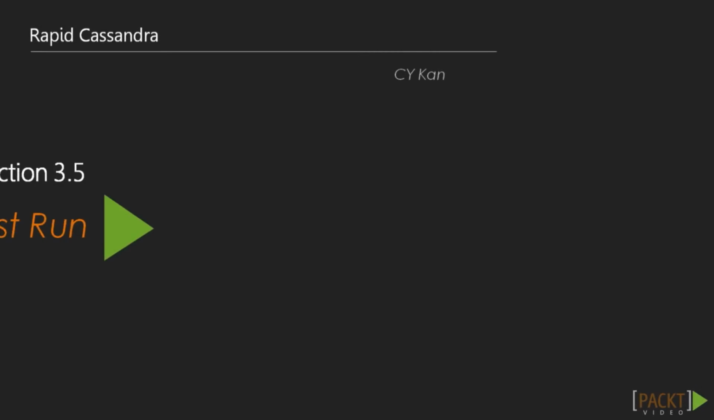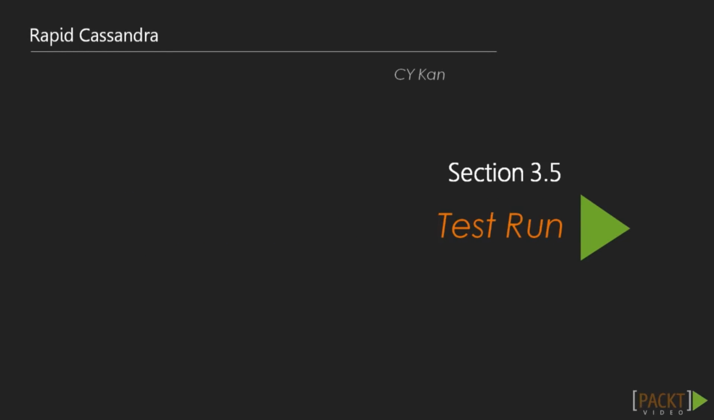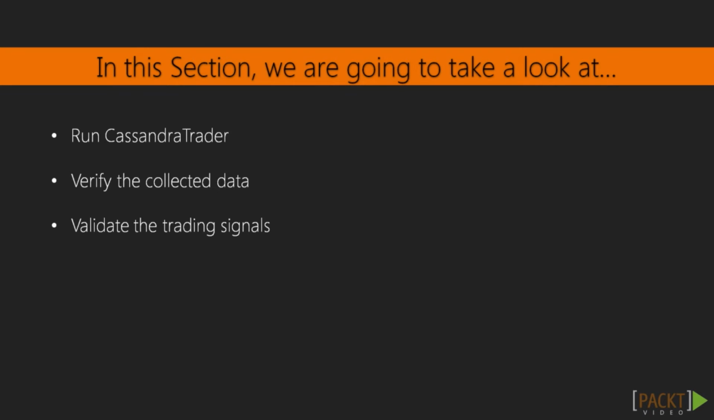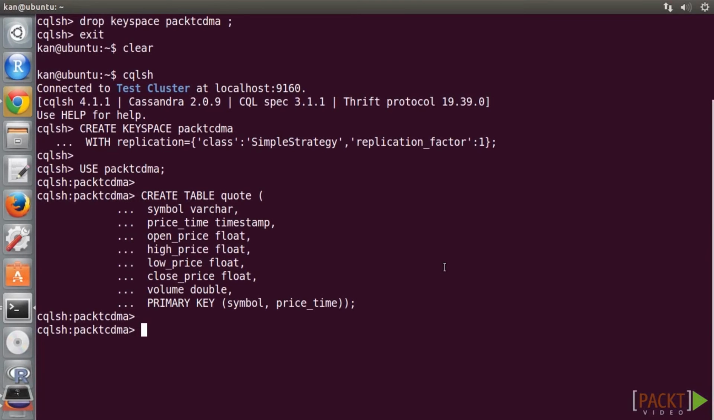Welcome to the last video of Section 3 of Rapid Cassandra. In this video, we'll test run Cassandra Trader that was developed in the last video. We're going to put Cassandra Trader on the road to test with live data, verify the database, and validate the trading signals generated. Let's switch to CQLSH to check the quote table first.